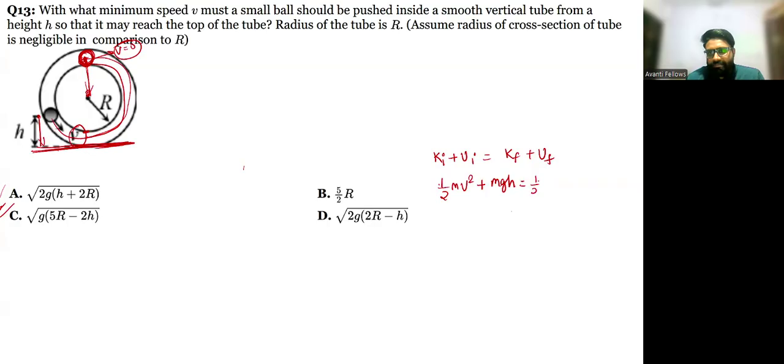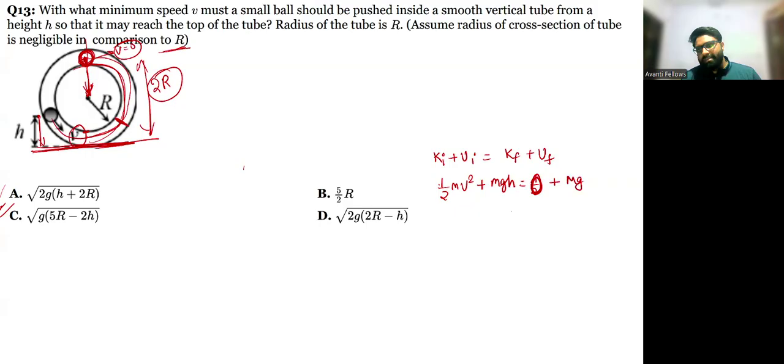Final kinetic energy is 0, because we do not require any velocity at the top; we just want to push it to the top point. By reaching the top point, the velocity can be 0. Don't worry, because the ball is not going to come in the downward direction, since it has a support here. That can be 0. Final potential energy is this, and this distance is nothing but 2r. That is why we have assumed the thickness of the tube is negligible, so that we directly measure it as 2r.